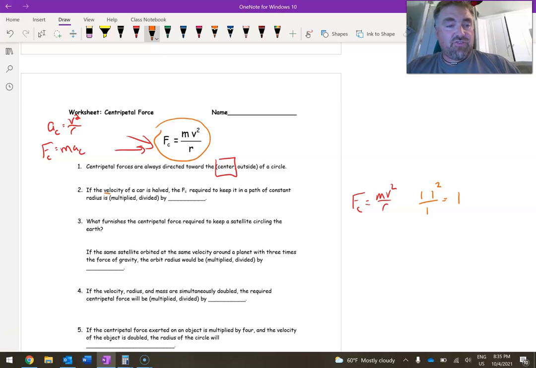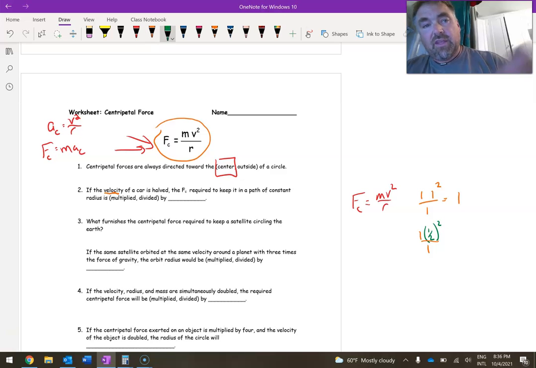So now if I chop that velocity in half, I'm going to keep the mass the same, and take my velocity and make that 1/2 what it was before. Can't forget to square it, however. And then I'm going to keep my radius the same because it's still the same radius. So 1 times 1/2 squared divided by 1 gives me 1/4. And so it's going to be divided by 4. It was 1, now it's 1/4 as much.